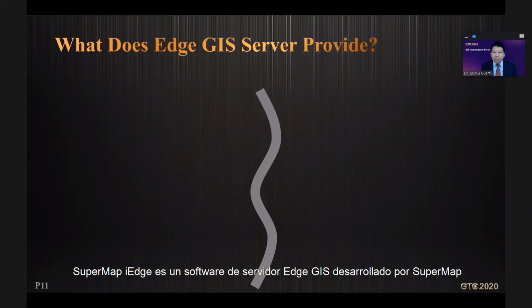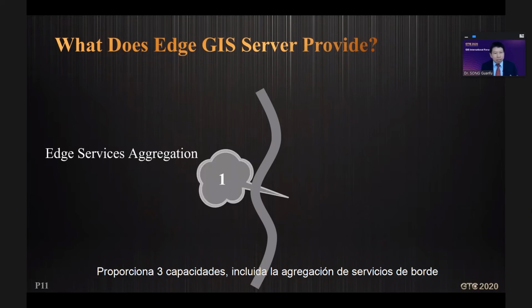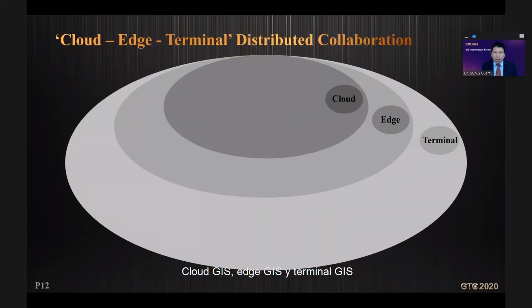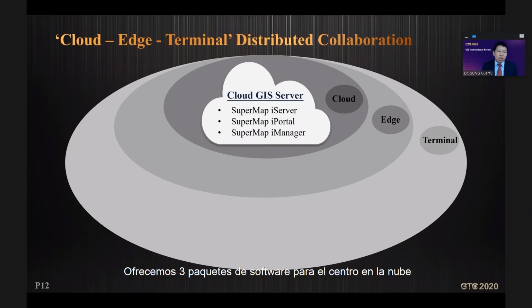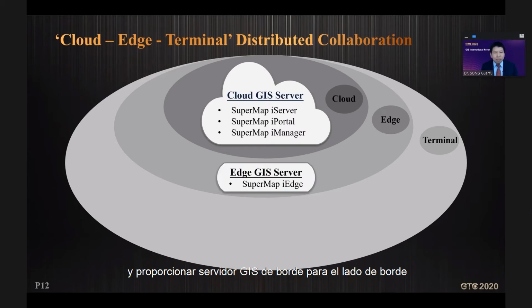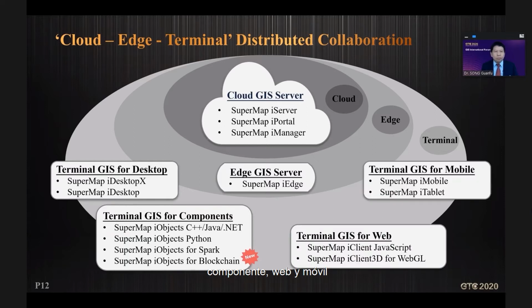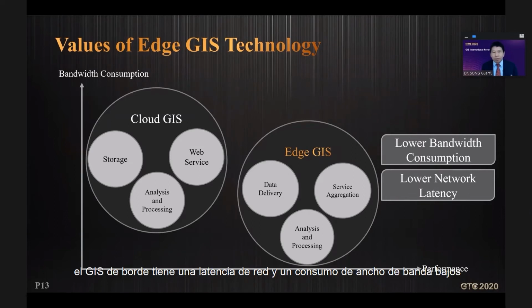SuperMap iEdge is an edge GIS server software developed by SuperMap. It provides 3 capabilities, including edge server aggregation, edge geospatial data delivery, and edge geospatial analysis and processing. Cloud GIS, edge GIS, and terminal GIS constitute the product system, which has the feature of cloud, edge, terminal, distributed collaboration. We provide 3 software packages for Cloud Center and provide edge GIS server for edge side near the terminals. Also, we provide terminal GIS for desktop, components, web, and mobile. Compared with Cloud GIS, the edge GIS has low network latency and bandwidth consumption, which means high performance.